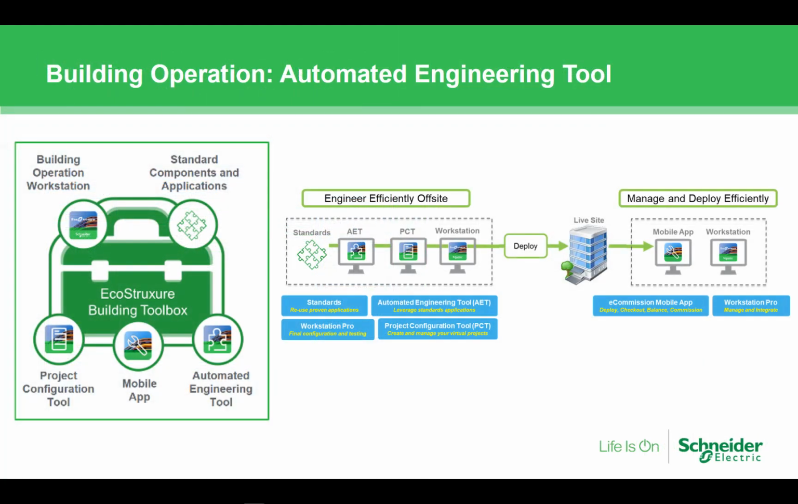If you're watching this entire series of videos, you have already seen the overview of the engineering tools available for EBO. The automated engineering tool is a complementary tool that can help optimize your engineering process. Getting your office to use standards whenever possible is a great way to ensure quality and consistency across your projects.